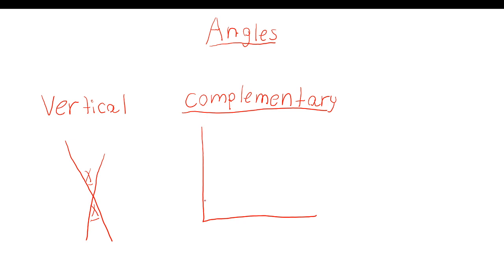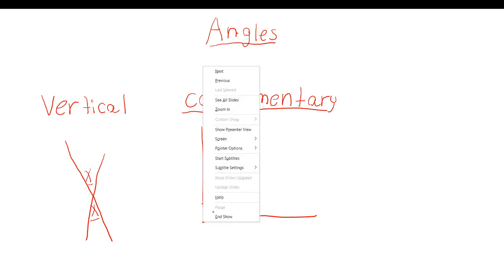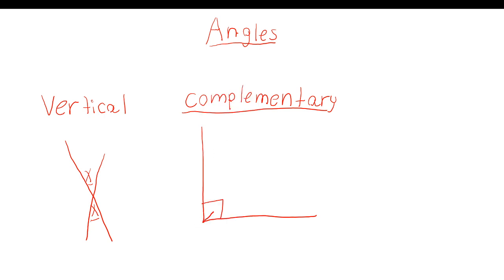So if we have something like this, and we have a line, let's say a ray that starts at this point right here. If this is a bisector, let's say this is 45, well then these two have to add up to 90 degrees since it's cutting a 90 degree angle, so these are complementary. This also has to be 45 degrees.